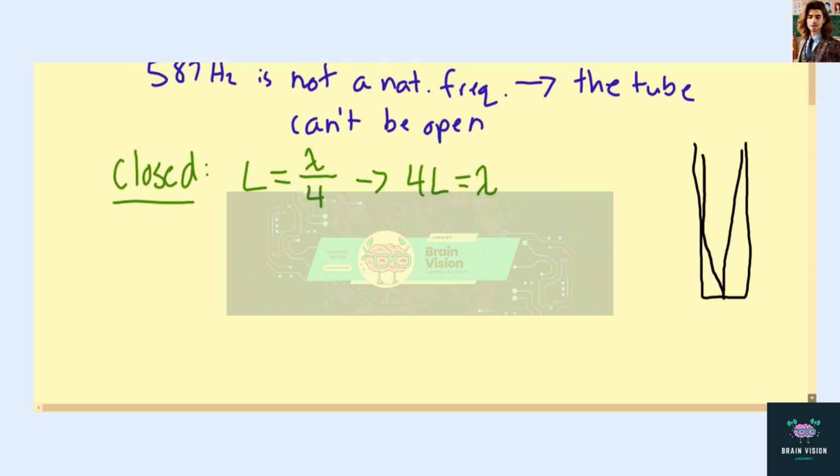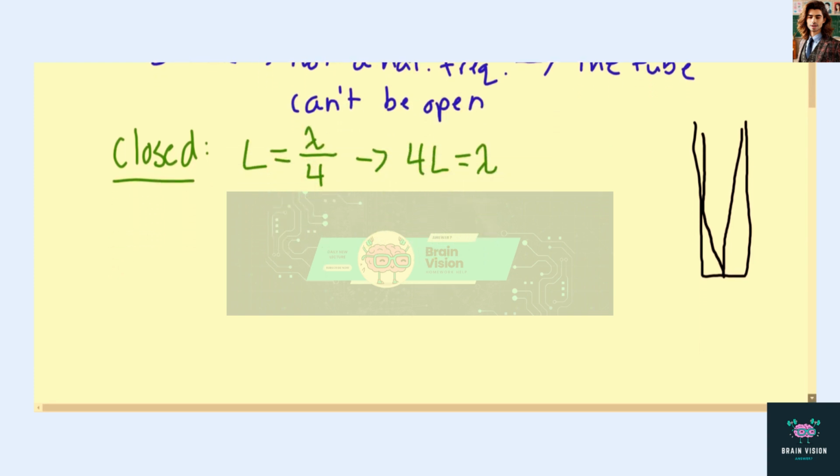So now we do the same calculation as we did before, where we're trying to find the fundamental frequency. So F1 is equal to V divided by lambda, where lambda is the fundamental wavelength. But we know that 4L is equal to lambda, so we can sub that in. V over 4L, and V and L are the same as we did in the first part.